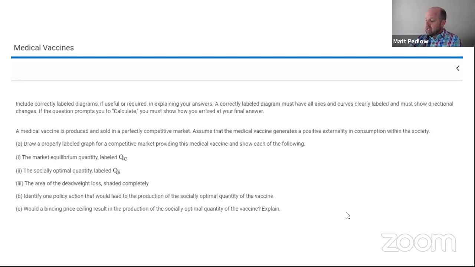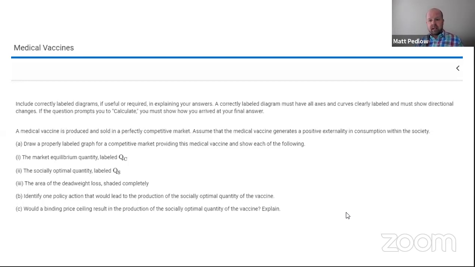So label your P's and Q's, right? And if you remember your first demand curve, because it's not shifting, that is going to be marginal private benefit. Or excuse me, it is shifting, so it's gonna be your marginal private benefit. And then your supply curve is not, so you're gonna go ahead and label that marginal social cost. Okay. And then it says label the market equilibrium quantity QC. Go ahead and label that. And then socially efficient.